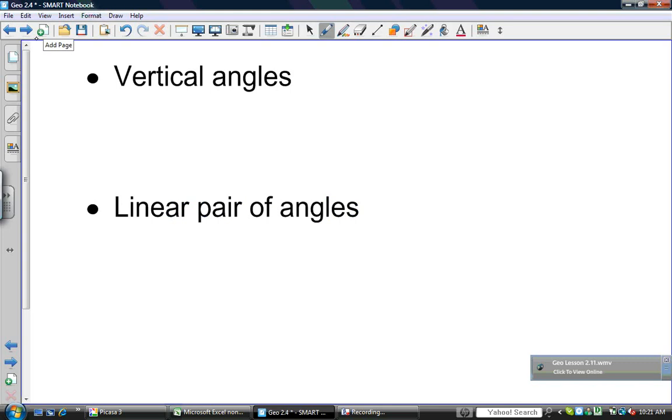Now vertical angles and linear pair of angles. Vertical angles are two angles that are across from each other. So if I have angle 1 and angle 2, I can say angle 1 and angle 2 are vertical angles.